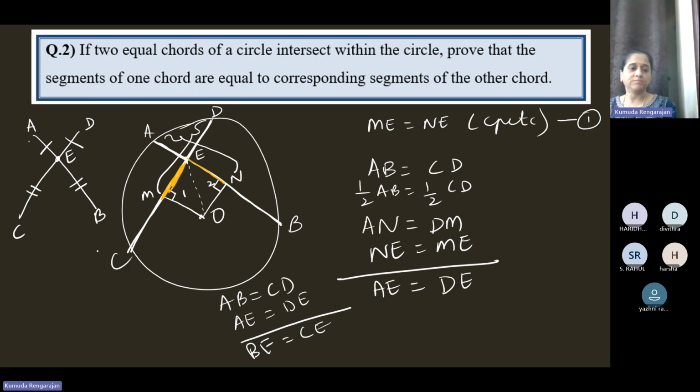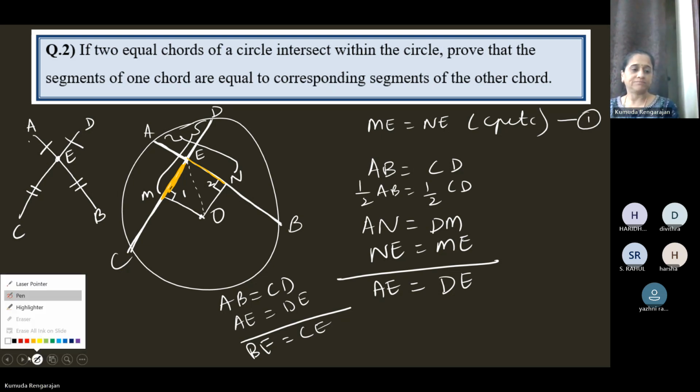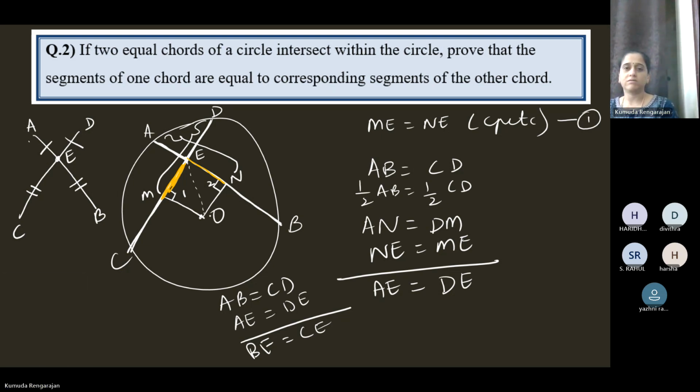So this is the diagram. And so to see all this, we join OE here to get two triangles. Actually the diagram is just this. The other things we have to do by ourselves. Two chords intersect within the circle. You will have to prove that this one is equal to this one and this one is equal to this one. That's all. This is the diagram.